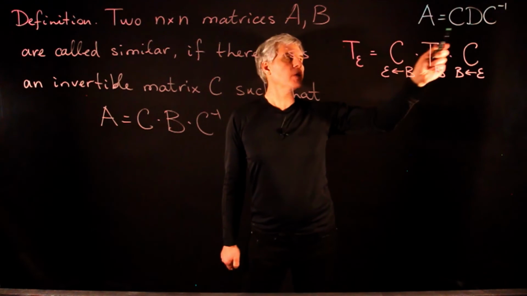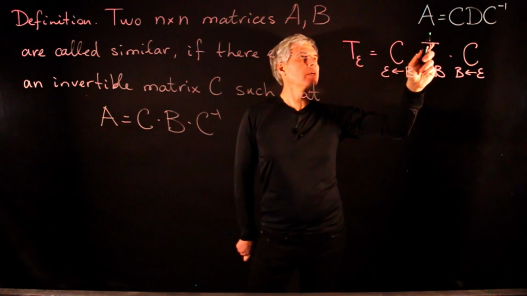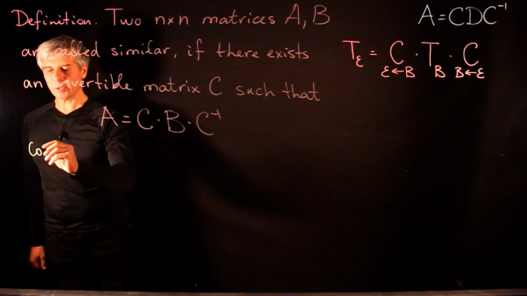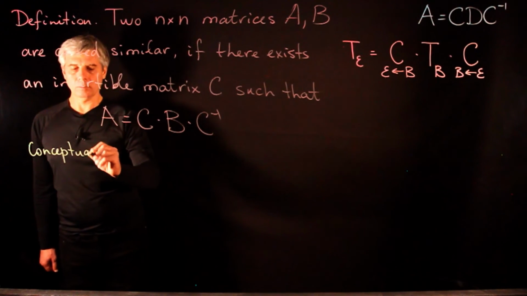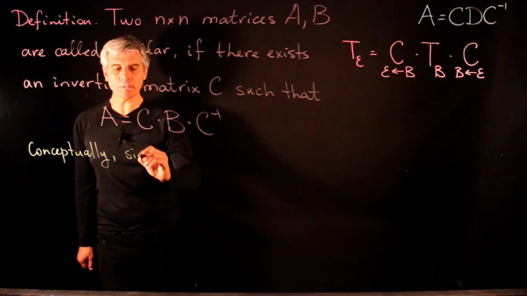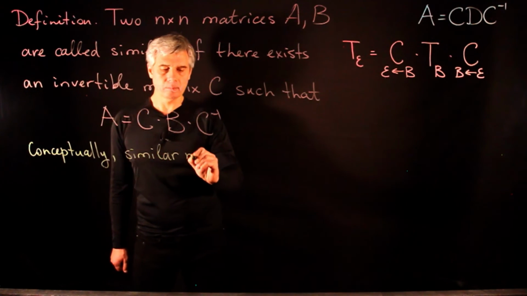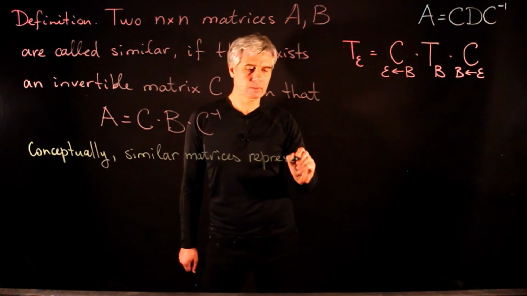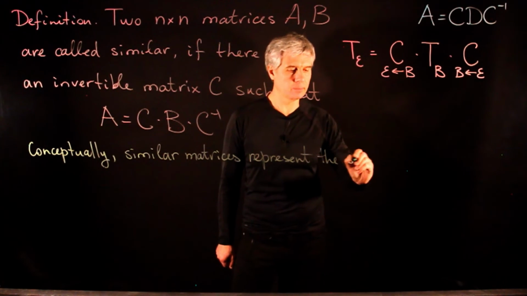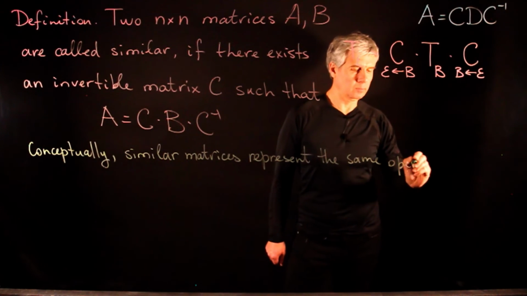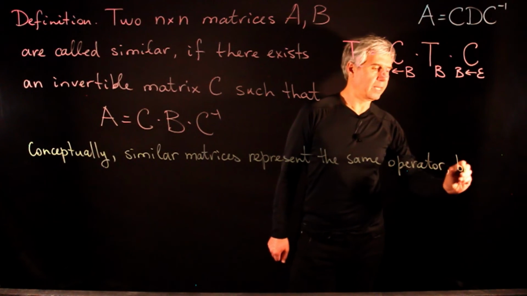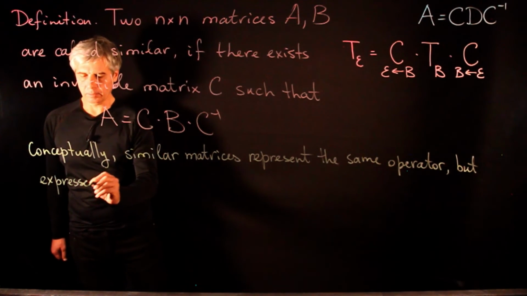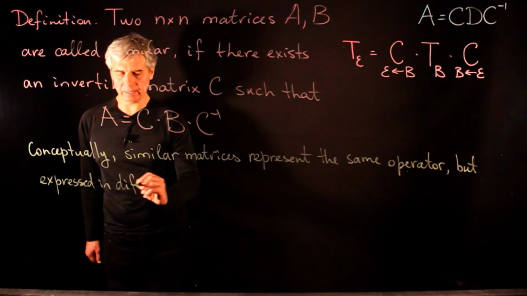In particular, when we carry out diagonalization of a matrix, this matrix A will be similar to this diagonal matrix D. Conceptually, similar matrices represent the same operator, but expressed in different bases.